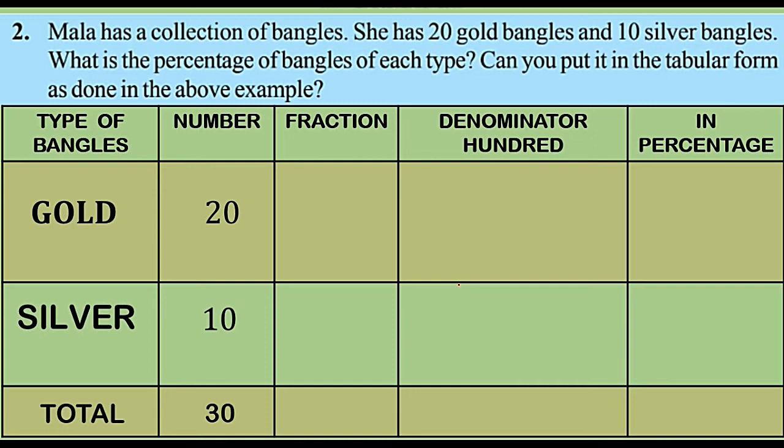Now making it in fraction. Gold bangles is 20 out of the total 30. So 20 upon 30 in lowest term is 2 upon 3. Now for silver bangles, 10 out of 30 in lowest term gives 1 upon 3. Here I am having 2 upon 3 and I have to convert the denominator to 100. But 3 is not a factor of 100. So how to do that?